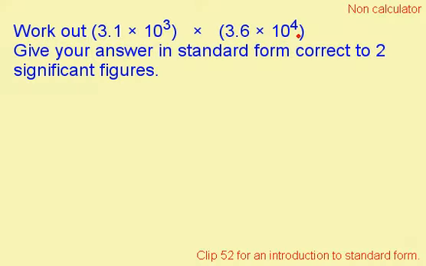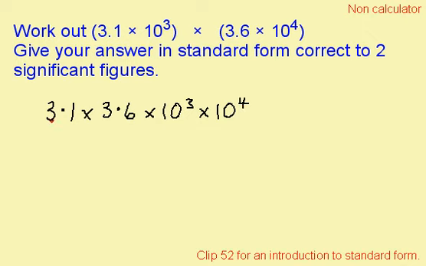To answer this question, the first thing I'm going to do is rearrange it to give me 3.1 times 3.6 times 10 to the power of 3 times 10 to the power of 4. Now I need to work out 3.1 times 3.6. To do this, I'm going to do 31 times 36 and then put the decimal point back in.